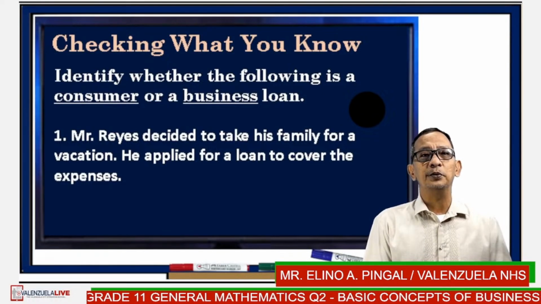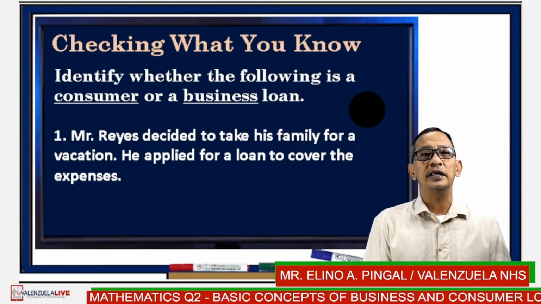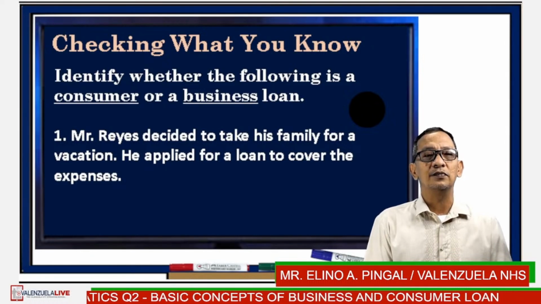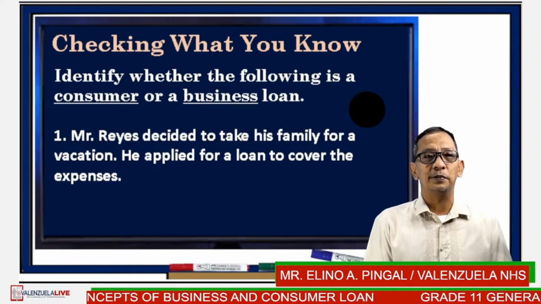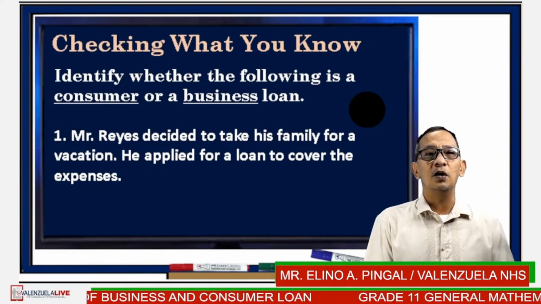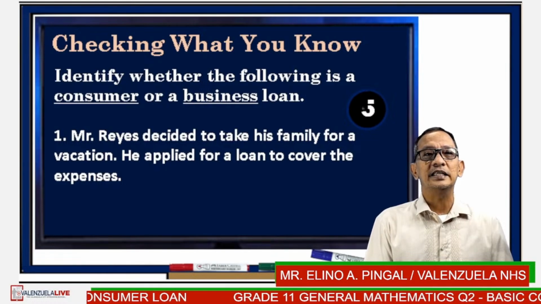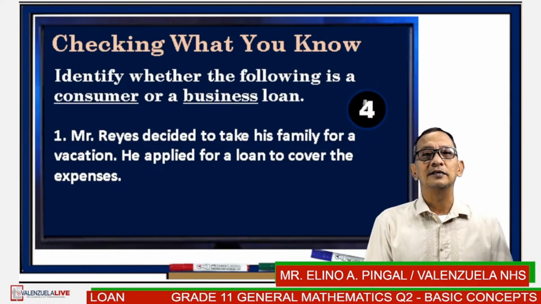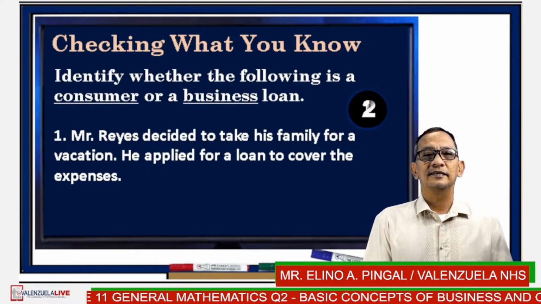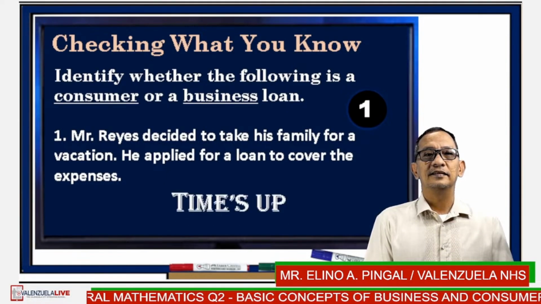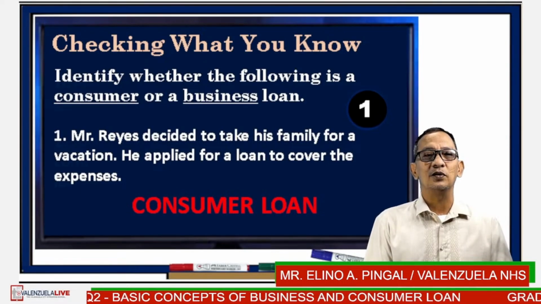First, before we even proceed, let's check what you already know. Identify whether the following is a consumer or a business loan. Number one, Mr. Reyes decided to take his family for a vacation. He applied for a loan to cover the expenses. You have 5 seconds to type your answer in the chat box. Is it a consumer or business loan? Time's up. Number one is an example of a consumer loan.